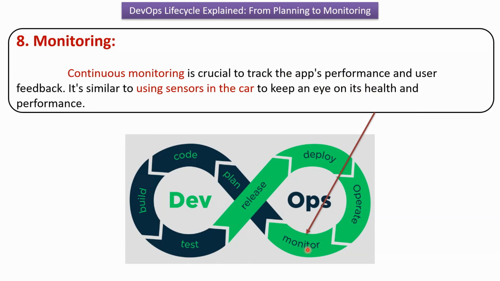Eighth step is monitoring. Continuous monitoring is crucial to track the app's performance and user feedback. It is similar to using sensors in the car to keep an eye on its health and performance.